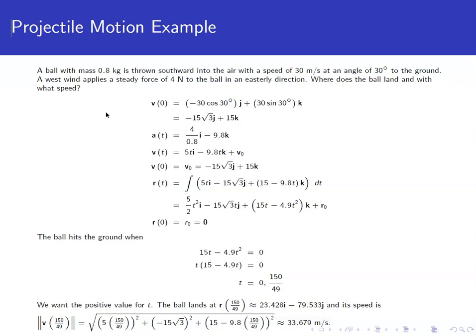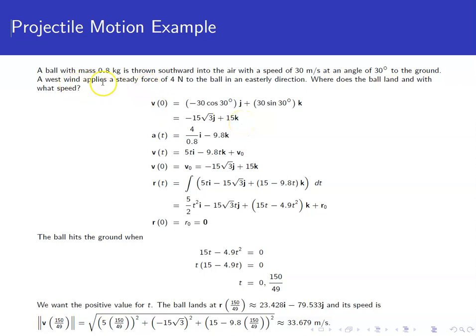All right, so we're throwing the ball due south. When we think about the standard orientation of the XY plane, due south is straight down, the negative Y direction. So the Y component of our initial velocity would be 30 cosine of 30 degrees times j, except that we're going in the southern direction, so we need a negative in front of that. The rest of it's going upwards, so we have 30 sine of 30 degrees times k. That simplifies to negative 15 root 3 j plus 15 k.